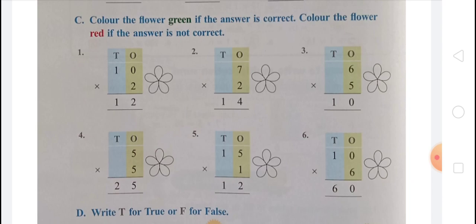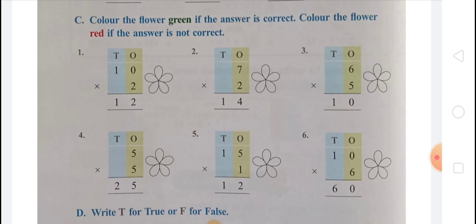If the answer of the multiplication is correct, then you have to color the flower green. And when the answer is wrong, the multiplication answer is wrong, then you have to color the flower red. Okay.